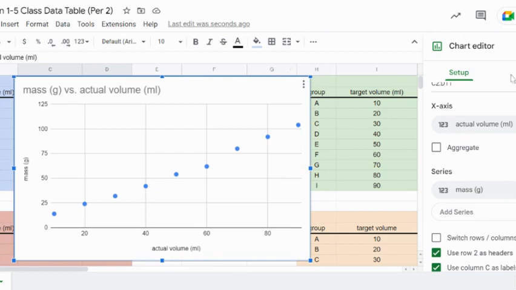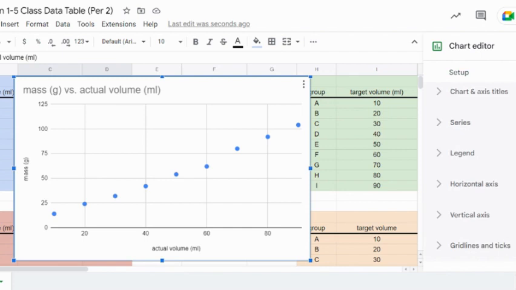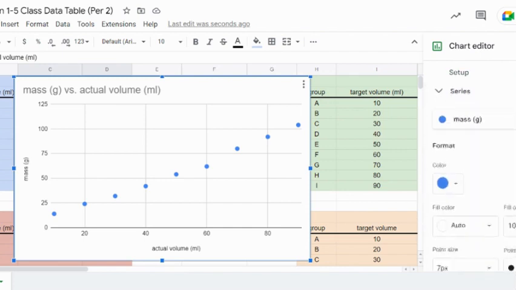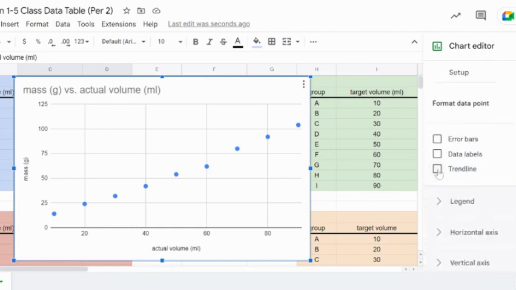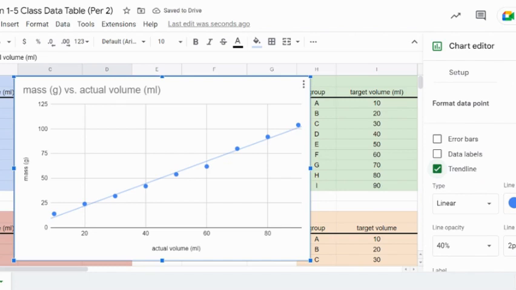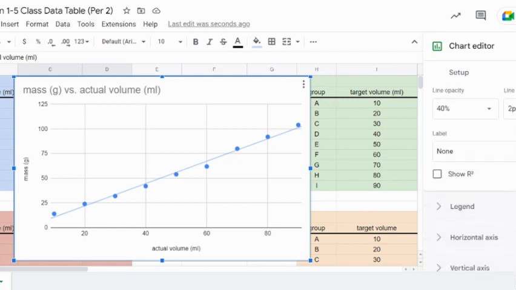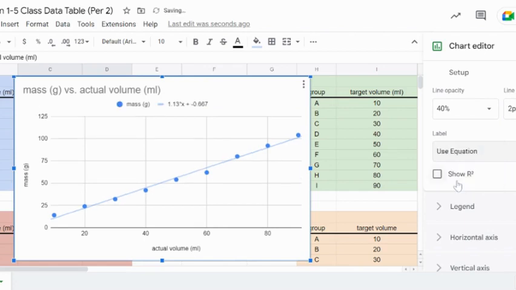Now, in order to customize, I go to the chart editor, I click Customize, and then I go down to Series, and then I scroll down to Trend Line. Now, this will give me my best fit line of all the data. Now, in order to find the slope of that line, I then scroll down a little bit more, and I go to Label, and instead of None, I have Use Equation. And up here now is the equation for that line.